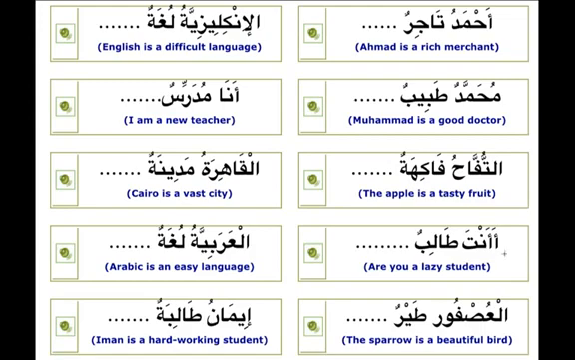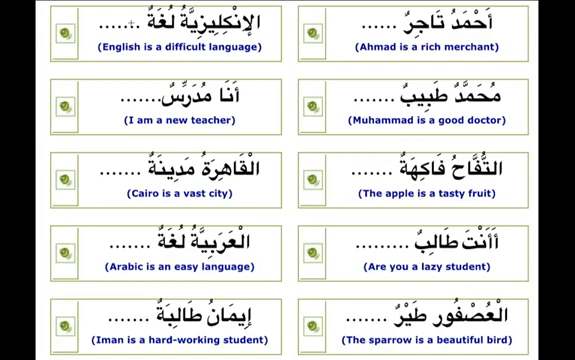So here we got some exercise where we need to bring naat. Ahmadu tajirun. Here we need to decide what type of naat to use in the blue. We are trying to say Ahmad is a rich merchant. So we know what rich means. Rich means ghaniyun. So we have to match the status, number, gender, type here. Ahmadu tajirun ghaniyun.